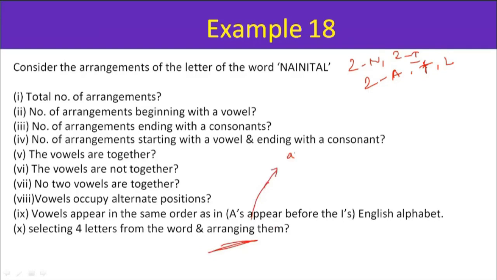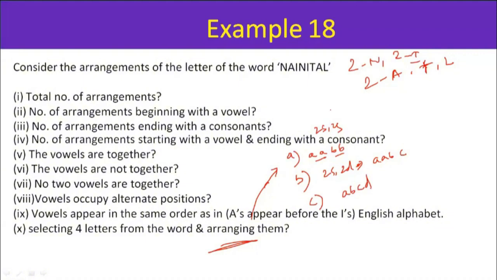See, maximum one letter can appear twice, right? Because N is twice. I don't have anything which is coming thrice. So either I have one way where it is AABB format, because 2 letters are same, 2 letters are same. Second possibility is 2 same, 2 different, which is in the format of AABC. Third possibility is all of the 4 letters are different, ABCD format. These are the only 3 possibilities.